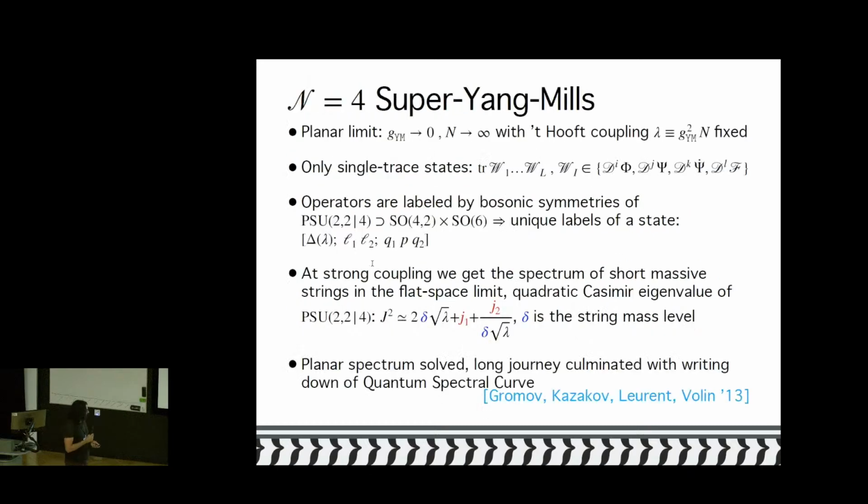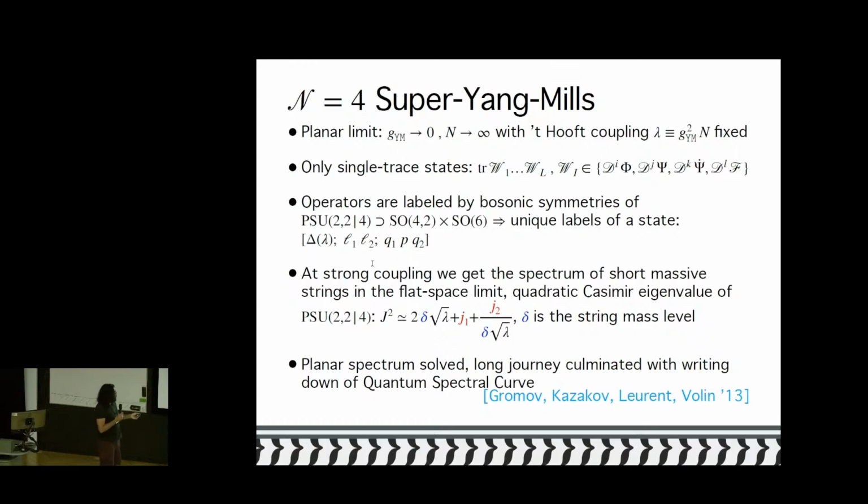Again, this slide is probably not needed for this audience, but N=4 super Yang-Mills is the theory that we're going to look at. In particular, we consider the planar limit, where we take the Yang-Mills coupling to 0 and the number of colors to infinity, in such a way that the 't Hooft coupling is kept fixed. The reason we consider this limit is because the theory becomes integrable in this limit, and also the only states that we need to consider are single trace states. Single trace states are just traces of L objects, and these L objects are made up of your favorite number of covariant derivatives acting on your favorite combinations of fields in the N=4 Lagrangian.